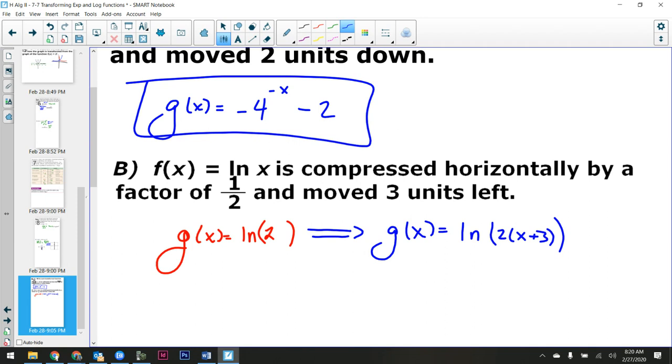But we could simplify this a little bit, right? Just distribute the 2, ln of 2x plus 6. You guys are looking at me like I had 5 heads. You're like, whoa. Where'd the 1 come from? It came from my brain right there. It's just cause it's there.